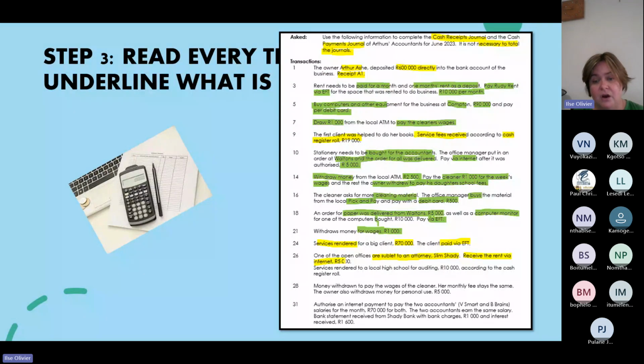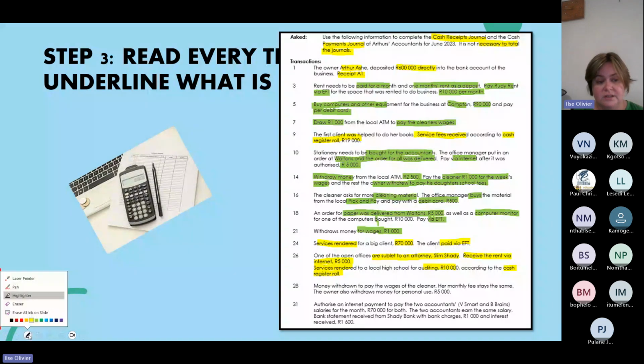One of the offices is sublet to an attorney, Slim Shady, who pays the rent via the internet, 5,000 Rand. So now you receive the rent via the internet and it's 5,000 Rand. Then services rendered to the local high school. So again, it's money that you receive for auditing services, according to the cash register roll. So you received the money at the business, and on the internet, you received it in your bank account immediately.